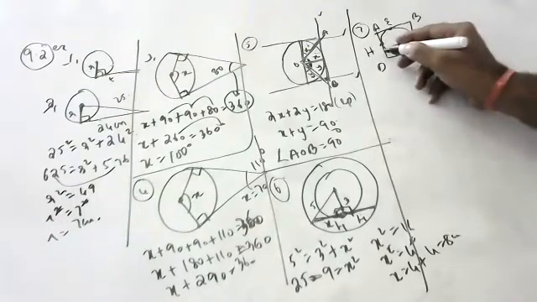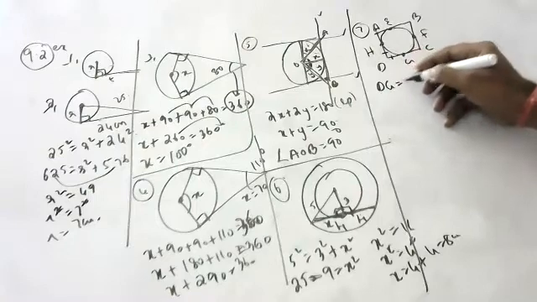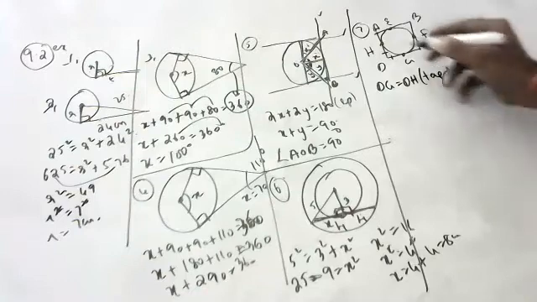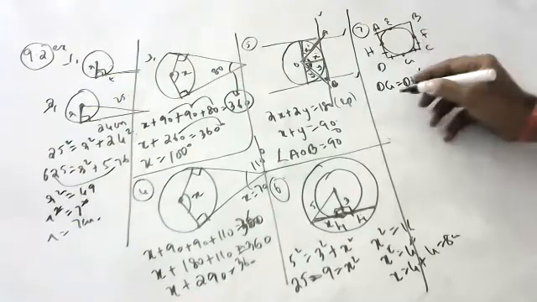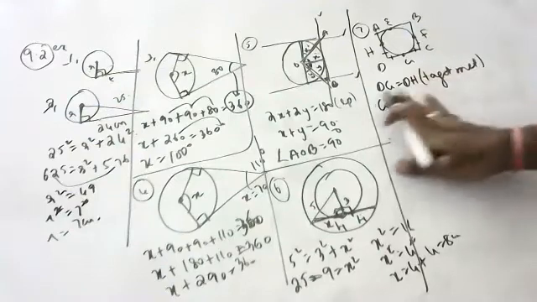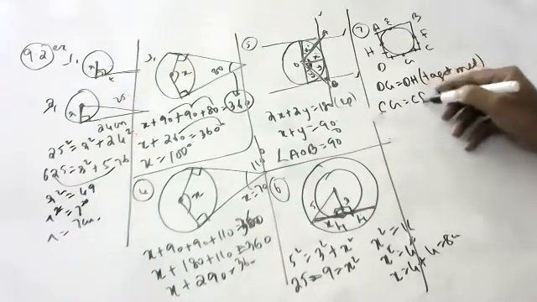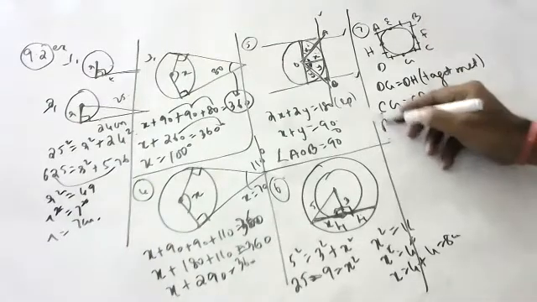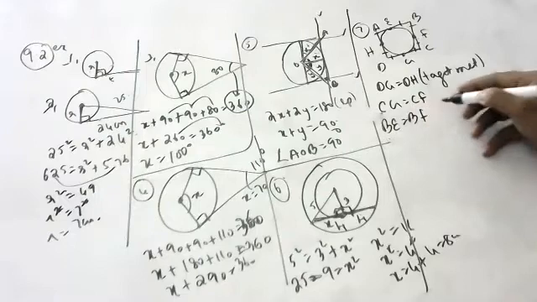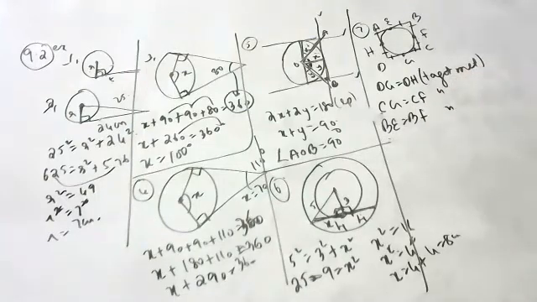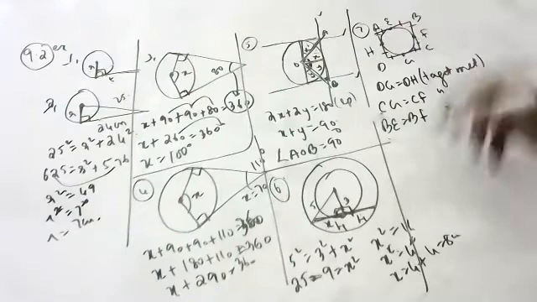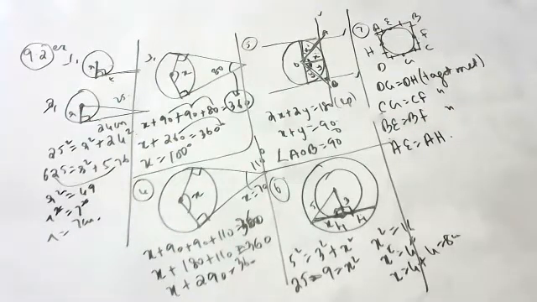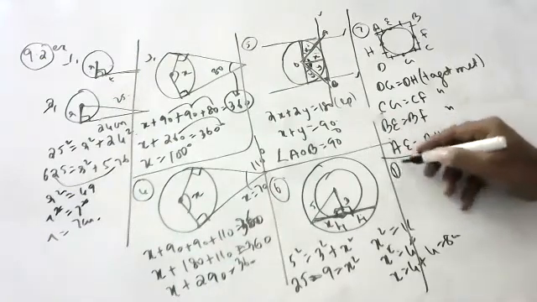Can I say DH is equal to DG? Yes, sir. Why? Tangents meeting at a point are equal. Can I say GC is equal to CF? Yes, sir. Why, children? Tangents meeting at a point are equal. Can I say BE is equal to BF? Yes, sir. Tangents meeting at a point are equal. And can I say AE is equal to AH? Yes, sir. Tangents are equal. Please add all the sides and tell me, children.